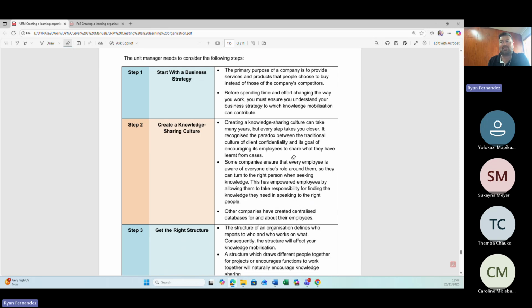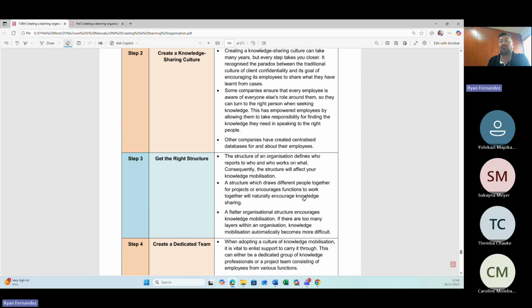The second part is that we need to create a knowledge sharing culture. So where does it start? It has to start from the top. We have to get to a point where we are sharing knowledge. We are sharing information. We are sharing ideas. If we're not doing that, then no one in our team is going to do that. So we need to make sure that we are sharing knowledge. Obviously, there needs to be a certain amount of client confidentiality, but ultimately we need to make sure that the culture is around sharing knowledge.